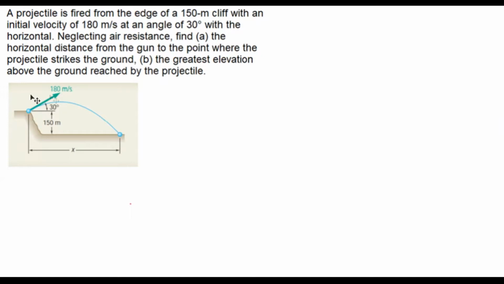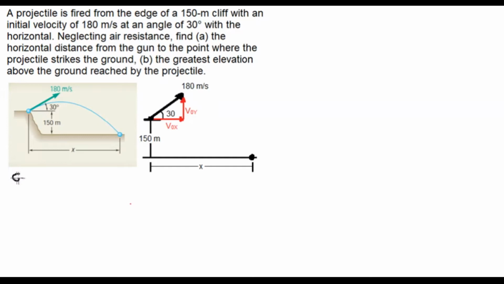So first, gumawa tayo ng free body diagram. So ito na yun. So our given, ating y initial, y is the height, is 150. Our velocity initial, or the start kung saan nag-fire yung gun, is 180 meters per second. So first nating hanapin is our horizontal distance x and the greatest elevation, which is y max. So first nating gawin is gamitin yung kinematic equation na to.